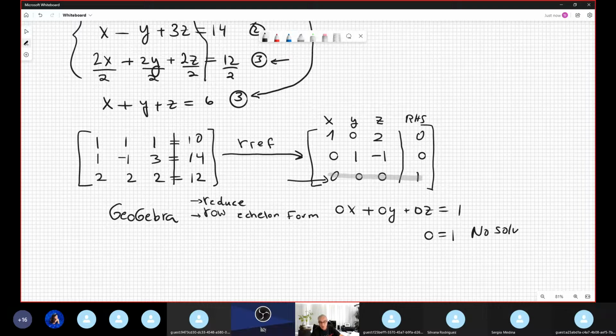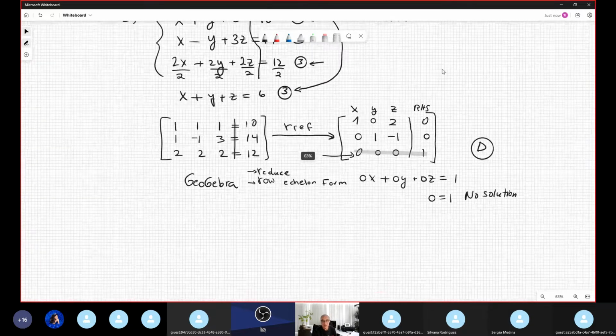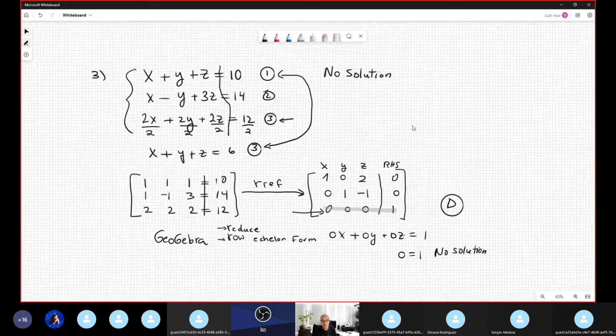Now, when the system, you try your best, but it's impossible, and you select option D, the technical name of this situation is inconsistent. When the system is inconsistent, it's because the system has no solution. If the system is consistent, it has at least one solution, maybe unique or infinitely many solutions. Cool?